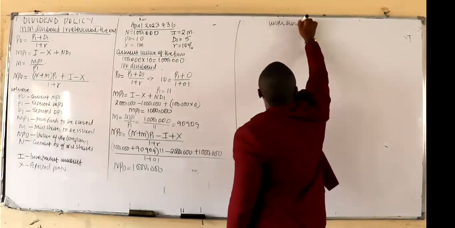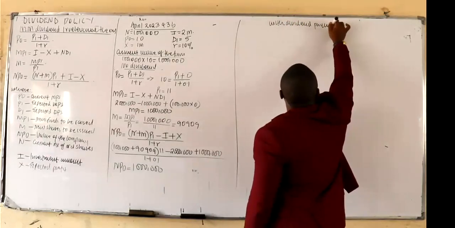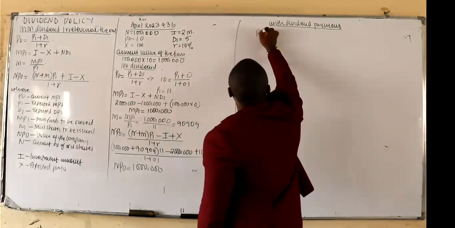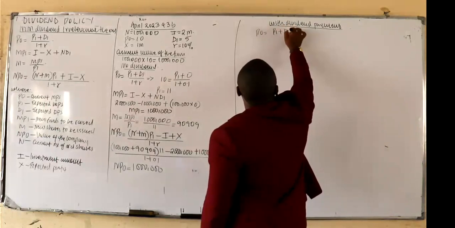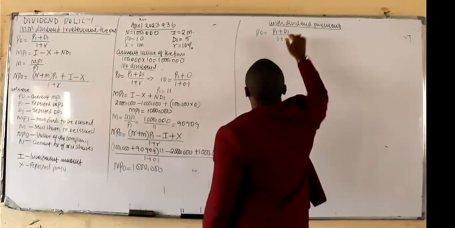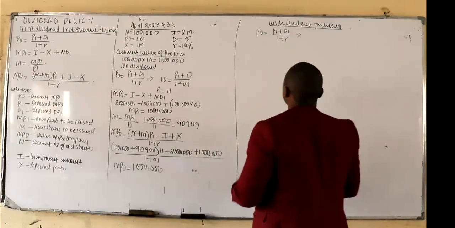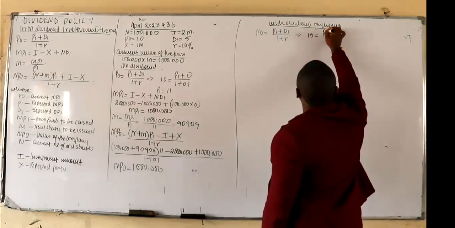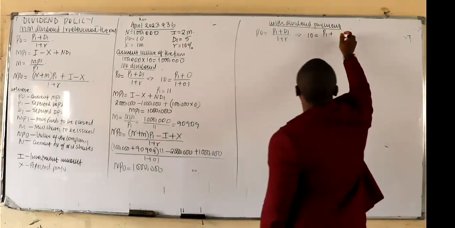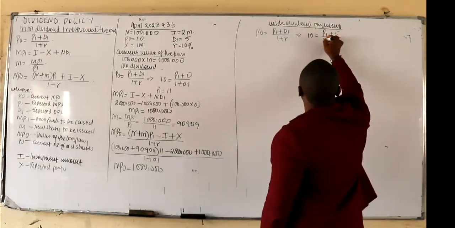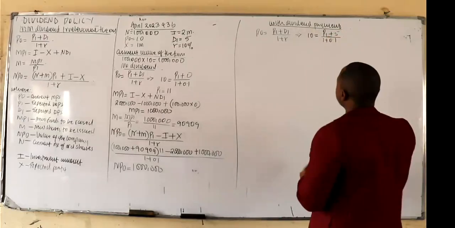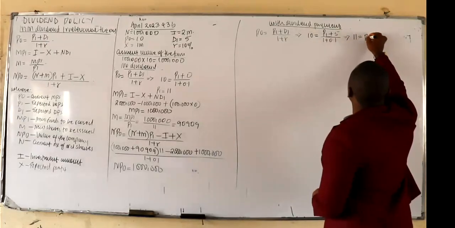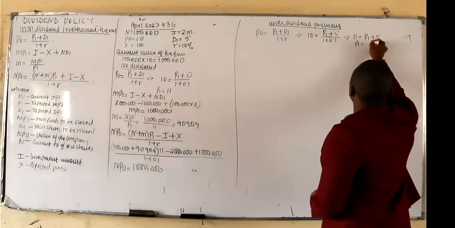Now, with the dividend payment, do the same. P0 is (P1 plus D1) over (1 plus R). Yeah, I'm repeating the formula again so that you can understand. So P0 is 10. What we need is P1 plus D1, which is 5, over 1 plus R. R is 10%. So this one will be equivalent to 11 equals P1 plus 5. And P1 is 6.